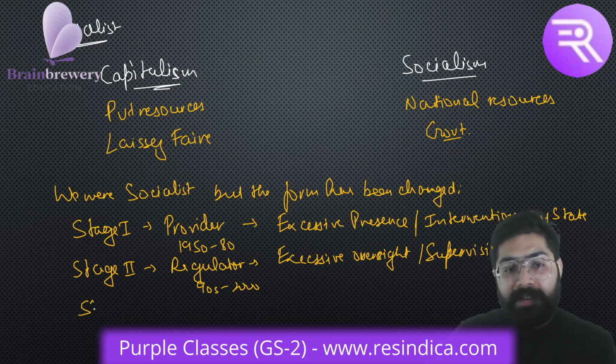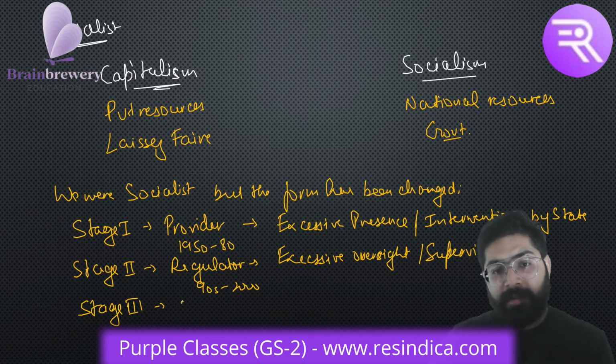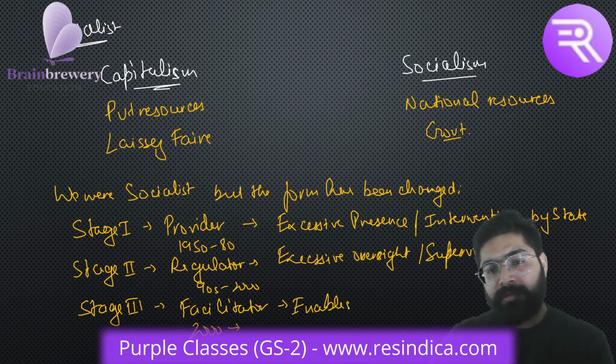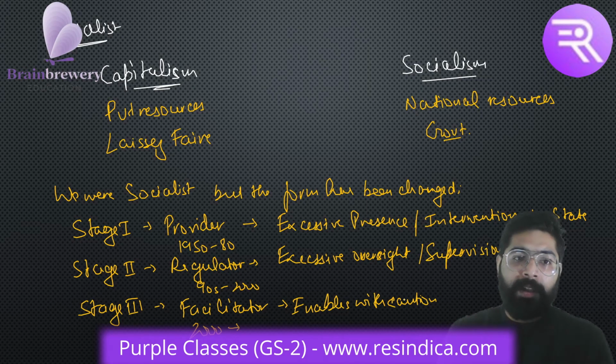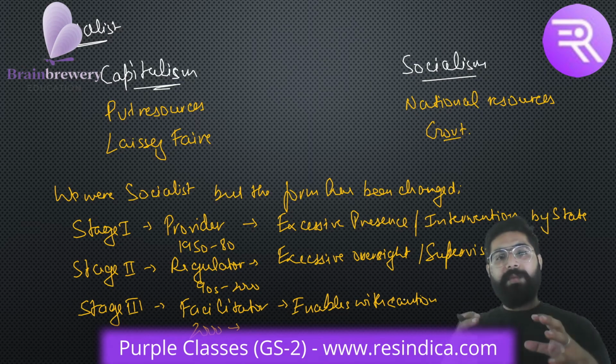Then comes stage 3, which is the present stage, that is facilitator, from 2000 to present. Facilitator: we are enabling everything but with caution. The government is enabling everything but with some warnings, with some cautions. So this is how we were socialist.